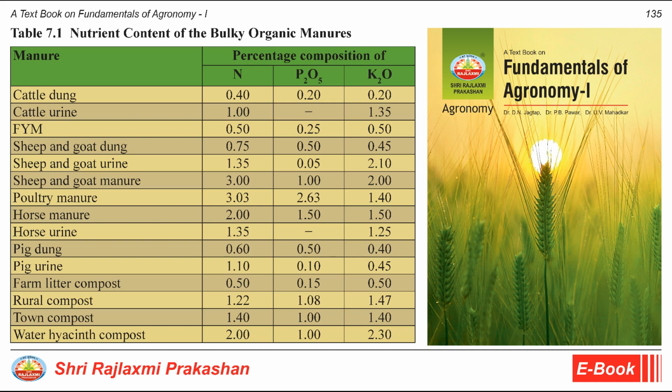Percentage composition of N 1.22%, P2O5 1.08%, K2O 1.47%. Manure number 14, town compost. Percentage composition of N 1.40%, P2O5 1%, K2O 1.40%. Manure number 15, water hyacinth compost. Percentage composition of N 2.00%, P2O5 1%, K2O 2.30%.